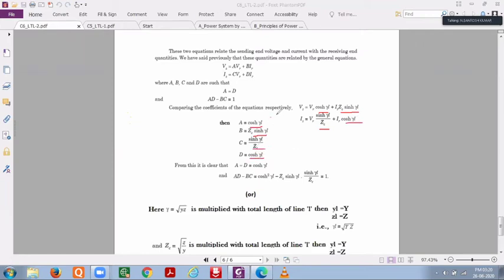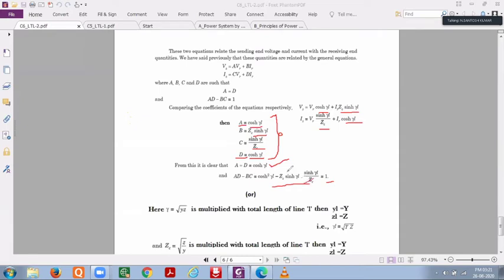From seeing these constants, you can compare. See, A and D are equal, so your first condition is satisfied. Next condition, we need to check AD minus BC. So I substitute AD minus BC. If I simplify this, the hyperbolic function cosh square minus sinh square will be 1. Yes, sir. Very good. So this is 1.